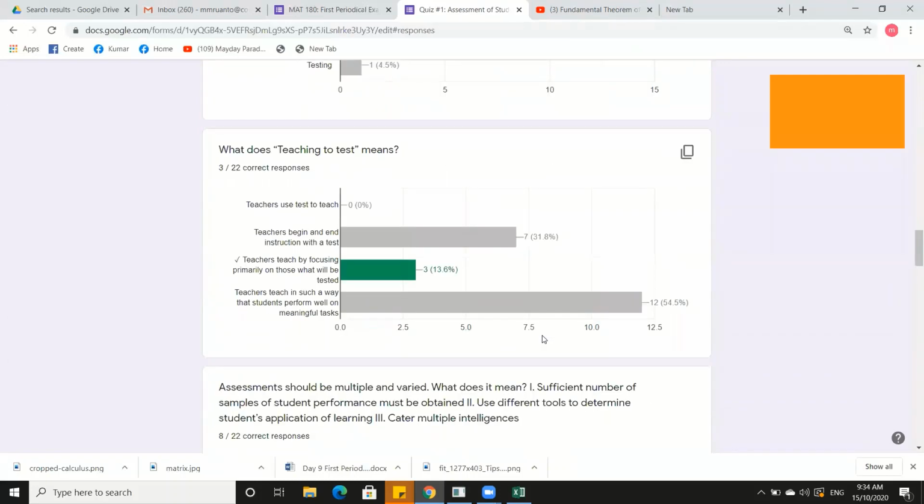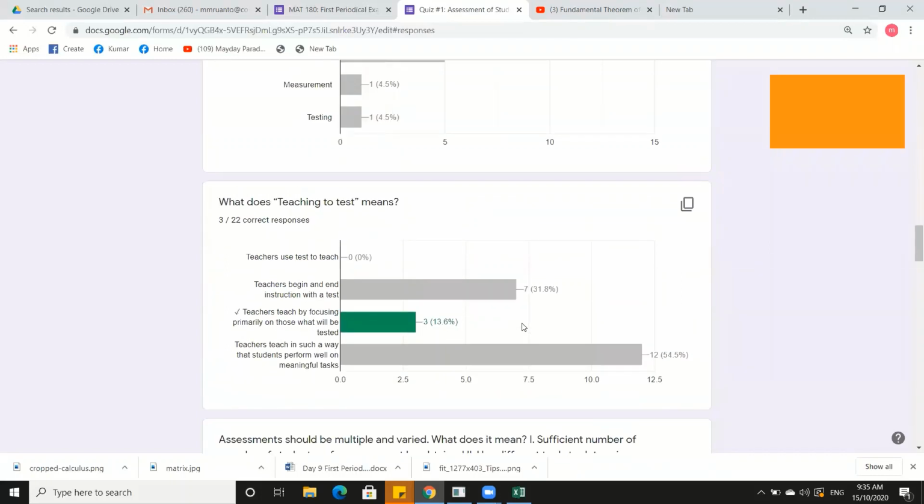Okay, let's proceed with number two. What does teaching to test mean? Okay, teaching to test. So let's have the option. Teachers use test to teach. So para baliskan. So definitely it's not letter A. Letter B. Teachers begin and end instruction with the test. But it says here teaching to test. So from teaching would result to testing. So definitely letter B is not.